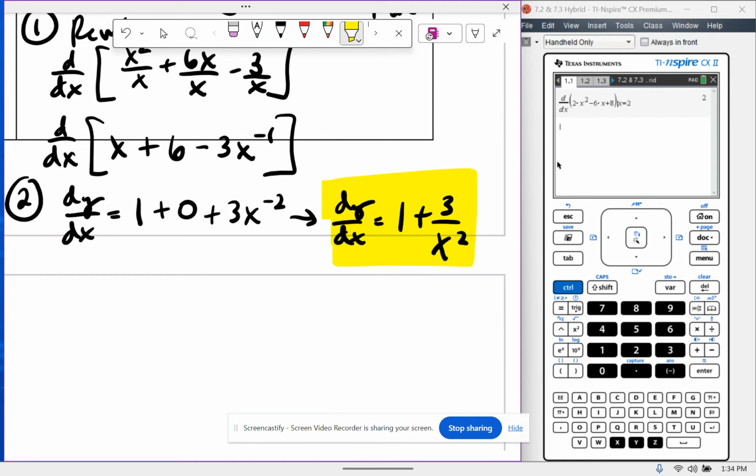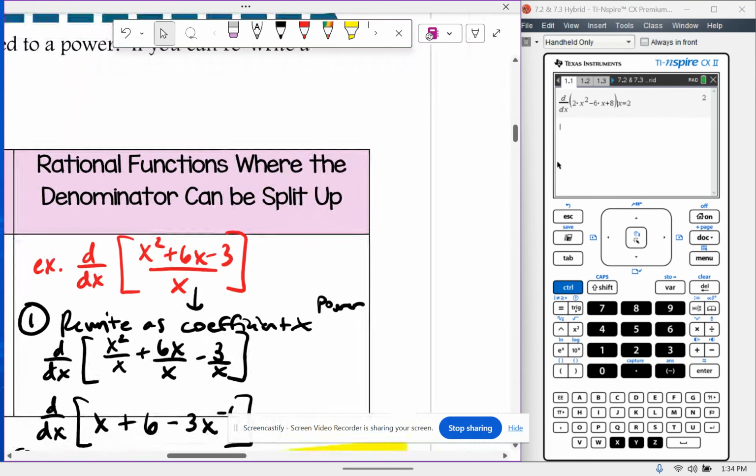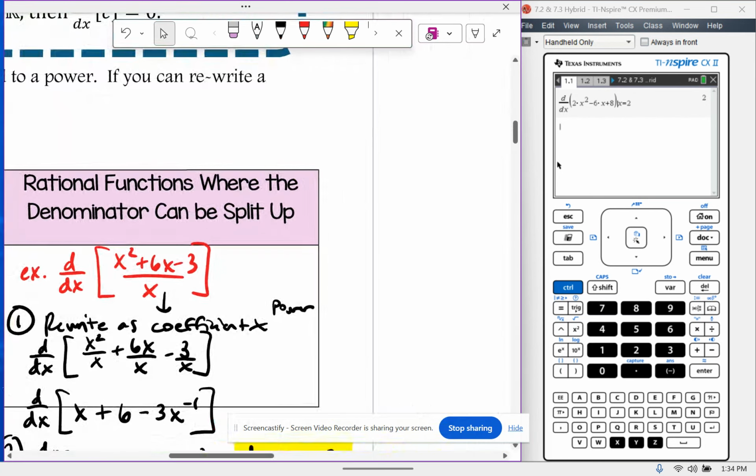Okay, so 3 tools all stemming from the same rule, power rule. You can split up rational functions, but not always. Not all rational functions can be split up like that. Can you split up something, or let's write this, non-example. Can you split up something that looks like this?